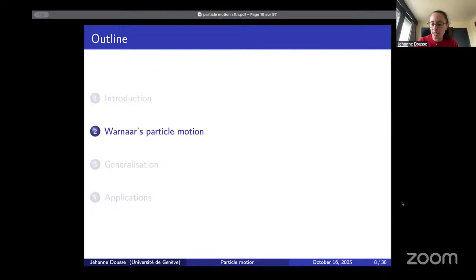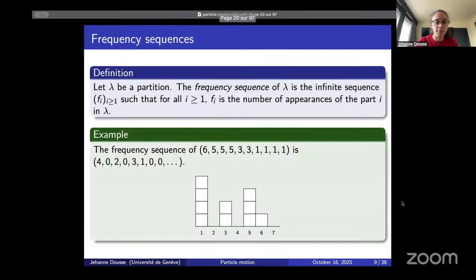Okay, so now I will explain to you the principle of this particle motion. So instead of seeing partitions as I defined them before, as a sequence of parts, we will actually see them as a frequency sequence. So we will see them as an infinite sequence of non-negative integers called f_i, such that f_i denotes the number of appearances of the part i in the partition lambda.